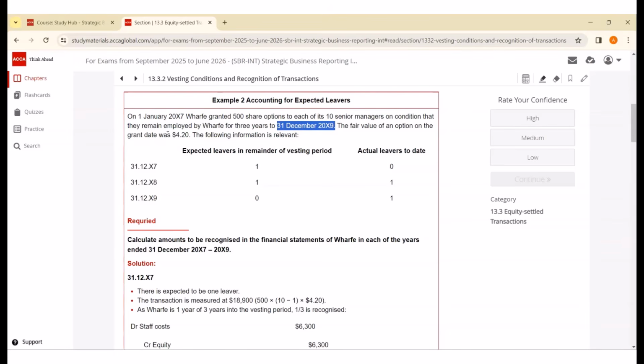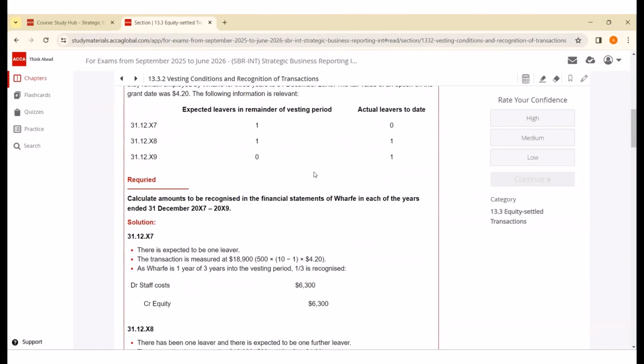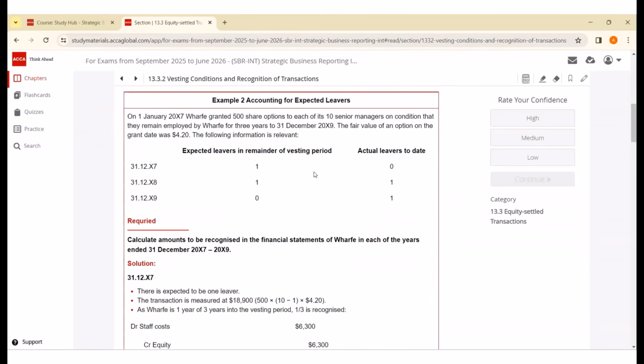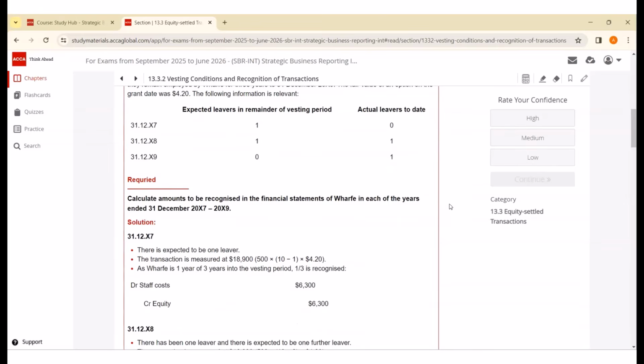The fair value of the option on the grant date has been mentioned. In case of equity settled share-based payment transactions, we use the fair value of option at the grant date to do our calculation. And as equity is not remeasured, it is going to remain at the fair value of option at the grant date. Only the estimations with respect to the number of people, time, etc., are going to change.